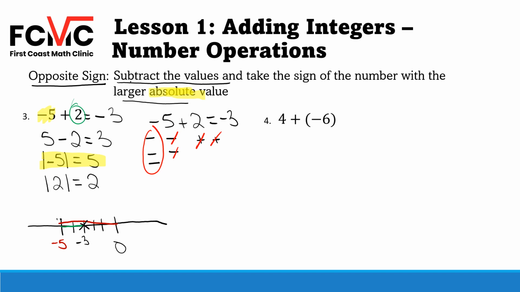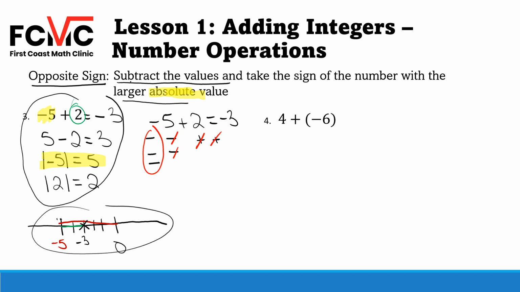So we did this 3 different ways, right? We followed our rules. We used the number line. And we used our positive and negatives, right? So let's do that here. Let's subtract our values. So we've got 4 plus negative 6. Let's start by just subtracting our values. Well, what's the difference between 4 and 6? Difference is 2.